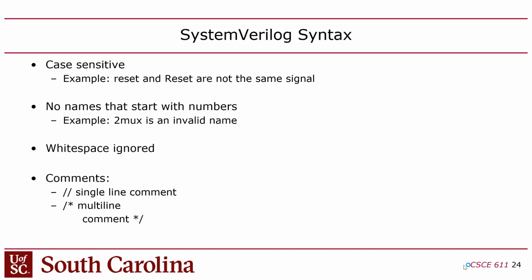Identifiers can't start with numbers, which you might say, who the heck would ever do that? Well, when you're doing hardware design, sometimes it makes sense. Like if you have a 2-input mux, you might want to call it mux2 or 2mux, but you can't start identifiers with numbers, so you should call it mux2. Put the 2 at the end. White space is ignored. You guys are used to that. And comments use the C++ Java style comments. // is a line comment, and /* */ is a block comment.